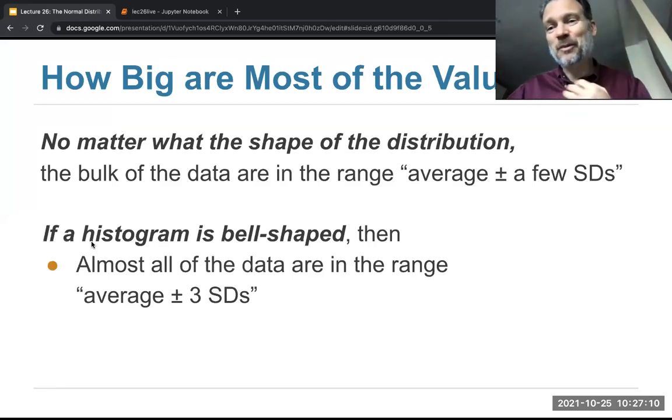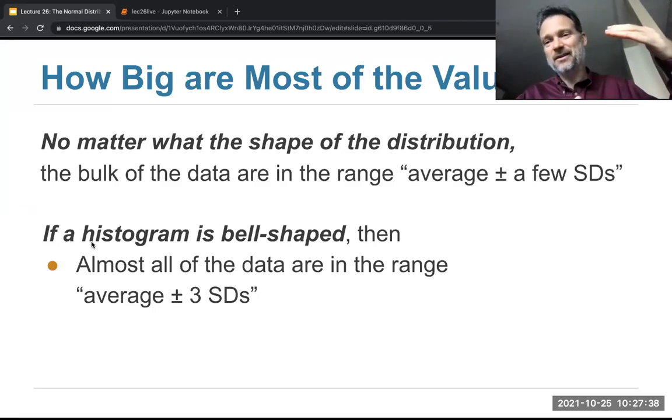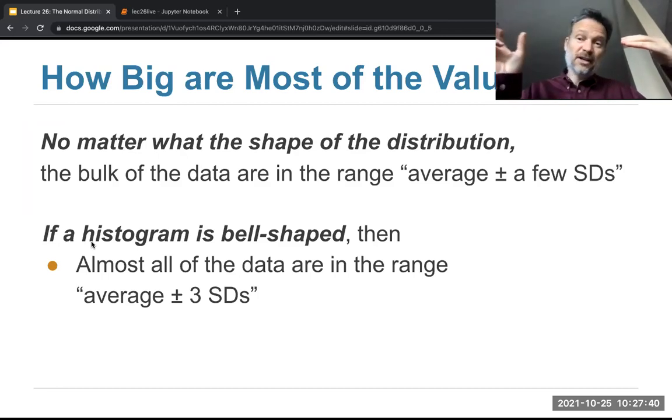But if you have a normal distribution, if you have a bell-shaped curve to your histogram, then we can be a lot more descriptive. Then we know not just that most or a large fraction of the data will be in that range, but almost all of the data will be within plus or minus 3 standard deviations of the average. They'll be between average minus 3 times standard deviation up to average plus 3 times standard deviation.